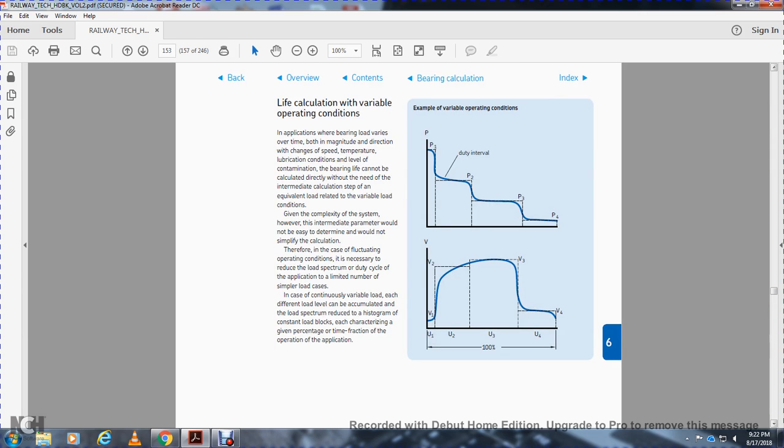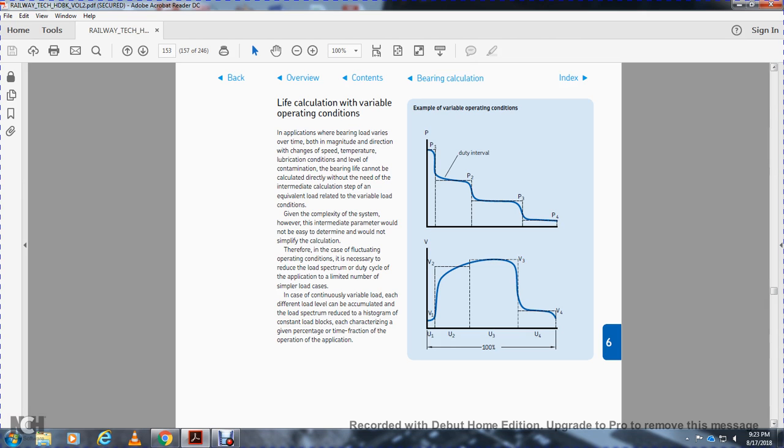Life calculation under variable operating conditions. In an application the bearing load varies over time in magnitude and direction, along with speed, temperature, lubrication condition and level of contamination. Bearing life cannot be calculated directly without the intermediate calculation step of the equivalent load related to the variable load condition. Given the complexity of the system, however, the intermediate parameter would not be easily determined.